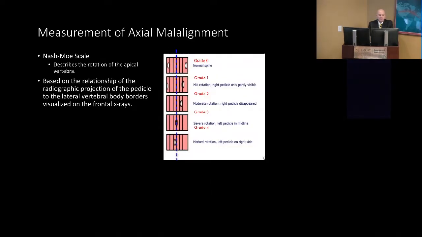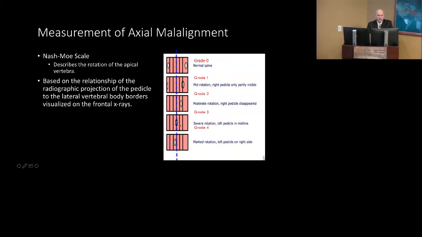In terms of axial malalignment, we use something called the Nash-Moe scale, which describes the rotation of an apical vertebra. So imagine you're taking an AP X-ray, and here in grade 0, a normal spine, you should see one pedicle and the other pedicle, both equidistant from that central line, which should be where the spinous process is. Grade 1 is mild rotation, where the one pedicle is more prominent, the other one is still visible. Grade 2 is when there's moderate rotation, the right pedicle is still on the same right side, but the left pedicle is no longer visible.